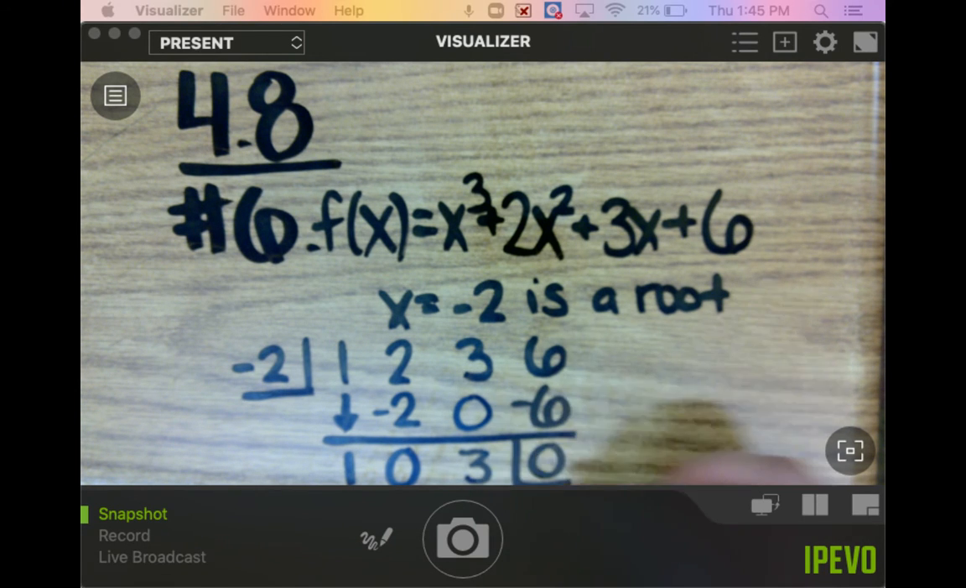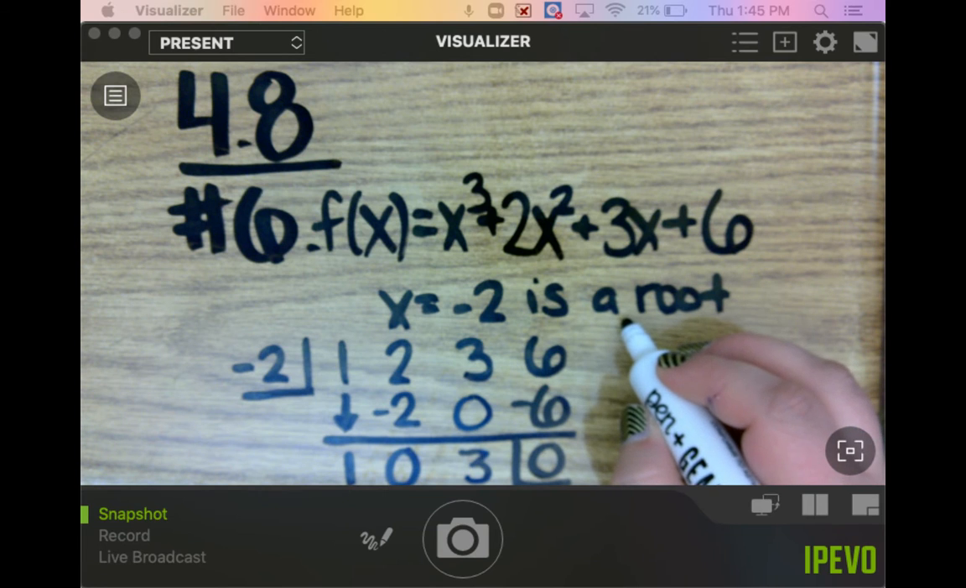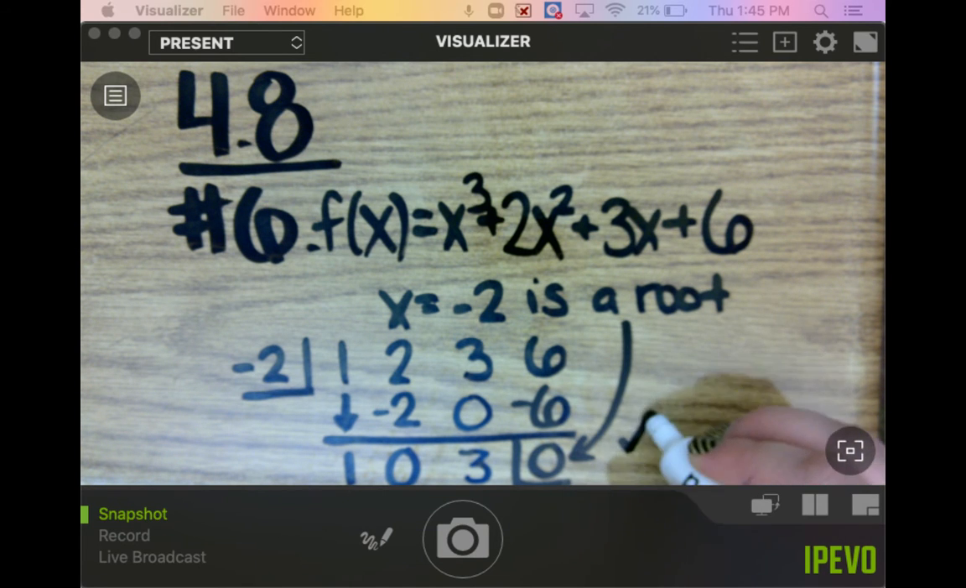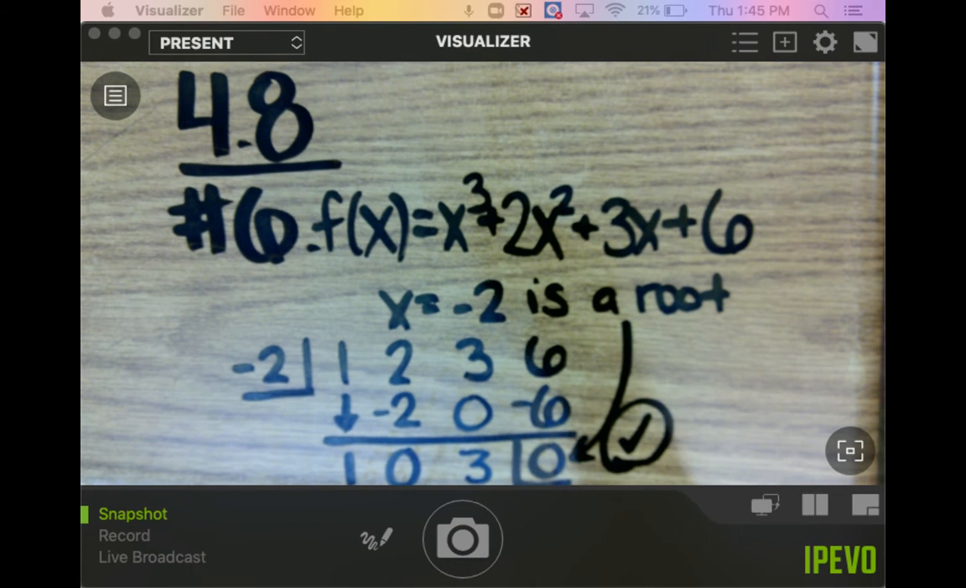If it's saying that it is a root, then this should always be 0. If it's not, then something's probably gone wrong. Go double check your numbers, maybe some negatives, maybe some adding, etc.